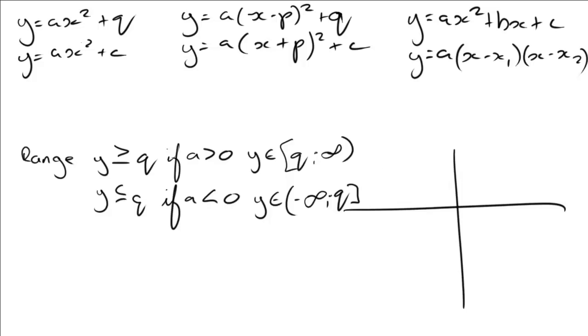Let's have a look at the range. Y is the graph. Q or C is where the turning point is. So if the Y value is greater than or equal to the C value, then we can write Y is an element of, in square brackets because it's equal to, and then to infinity. So we know that A is a happy face. Therefore, the turning point is down over there. It's Y is greater than or equal to Q. Therefore, it'll go on for infinity.